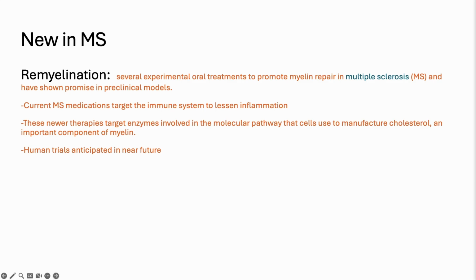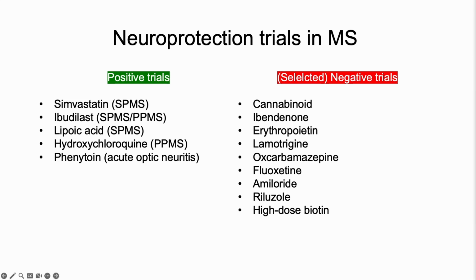So I believe I have a few more minutes left. Talk about remyelination. Nothing new. We are still trying to find that medication that will help us remyelinate. Some of the positive trials are listed here in neuroprotection. More to come in terms of simvastatin. There are a few studies done in the UK and in the US to try to see if high-dose simvastatin can be helpful for neuroprotection.